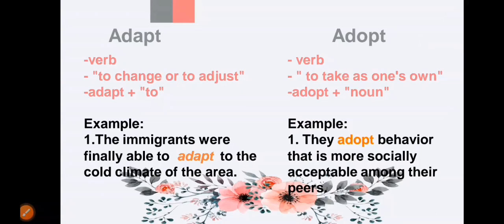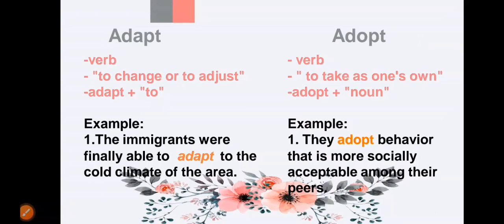Based on their pronunciation, there is already a difference, but talking about the similarities, both of them fall under the part of speech of verb. They are action words. However, when we talk about the word adapt, it means to change or to adjust further. Furthermore, the word adapt is followed by the preposition to. So the formula is adapt plus preposition to.